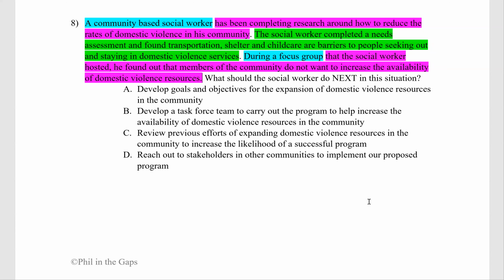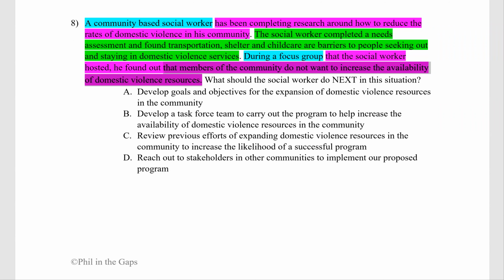So, quick review: a community based social worker completed research around how to reduce the rates of DV in his community. We completed a needs assessment, found out transportation, shelter, and childcare are barriers to people seeking out and staying in services once they're there. During a focus group, we're getting people of the community together to see what particular focus they would like to have. We found out they do not want to increase the availability of DV resources in their community. So keep that in mind as we go through each answer choice again.